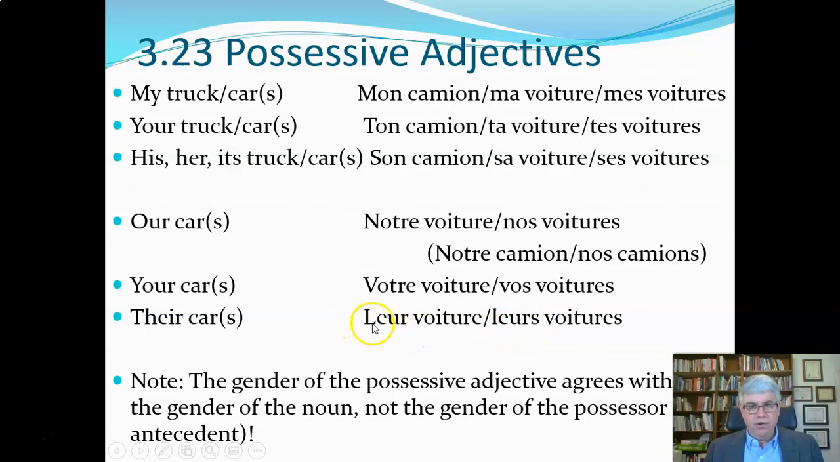So we've got this new form. Leur voiture means their car. Leurs voitures means their cars. And it's the same for masculine or feminine. So what do we have to know? We have to note that the gender of the possessive adjective agrees with the gender of the noun, not the gender of the possessor. It doesn't agree with the antecedent of the my, your, or his. It agrees with the noun that it's describing.